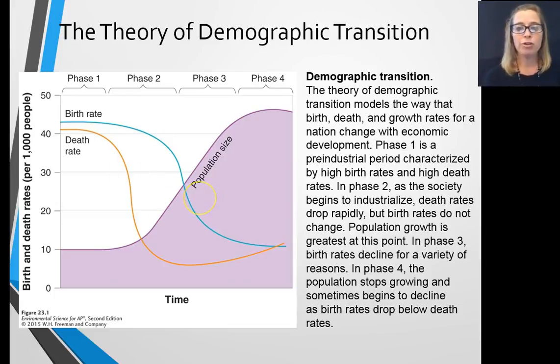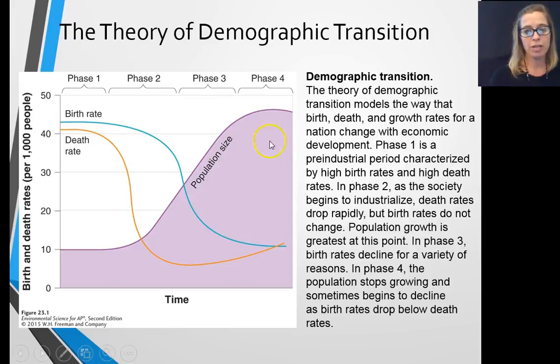In the third phase, the birth rate is going to start to decline, and the death rate is also going to heavily decline. However, your population is still increasing. Okay, so you're still increasing in your population just because of the momentum of the previous generations before.